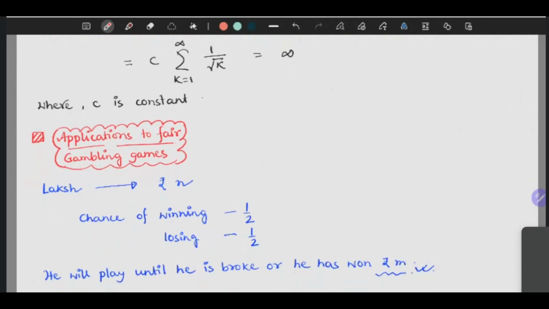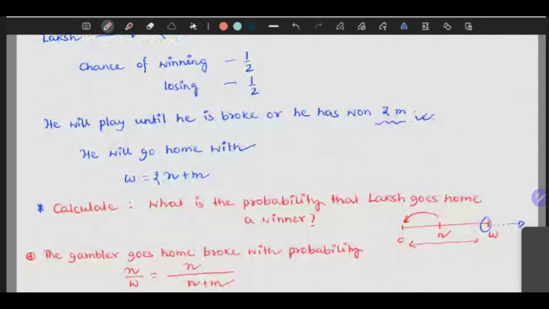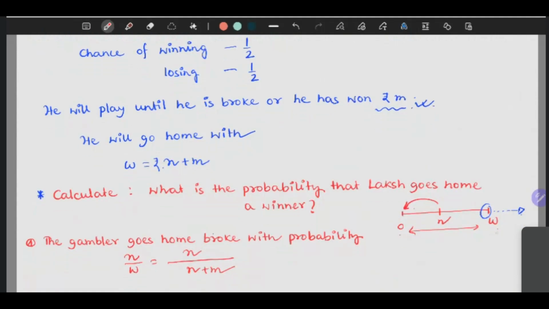Now we applied this to understand how fair gambling games work. The situation is, the gambler starts with n amount of money, and stops playing when he wins m more, reaching n plus m, or when he goes broke. So this problem becomes like this: 0 means he is broke, and w, which is n plus m, means he has achieved his objective and he will quit.